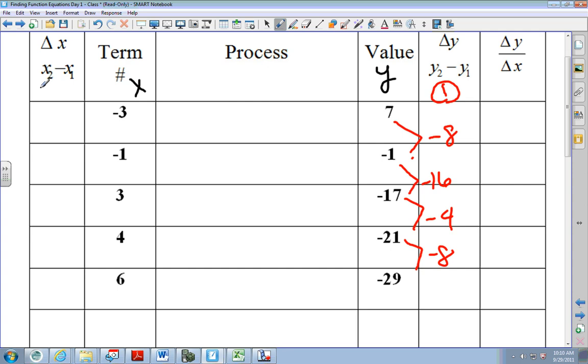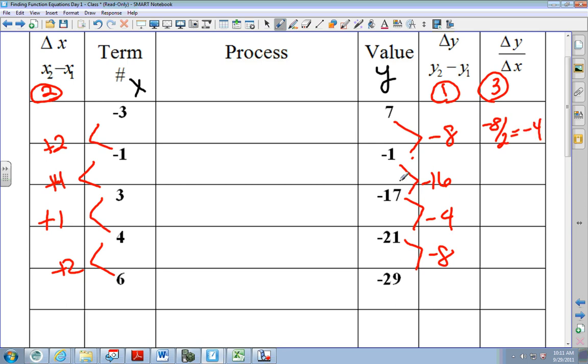-8. Step 2 is delta x. Right here is +2, +4, +1, +2. Step 3, delta y over delta x. Negative 8 divided by 2 is negative 4. Negative 16 divided by 4 is negative 4. Negative 4 divided by 1 is negative 4.